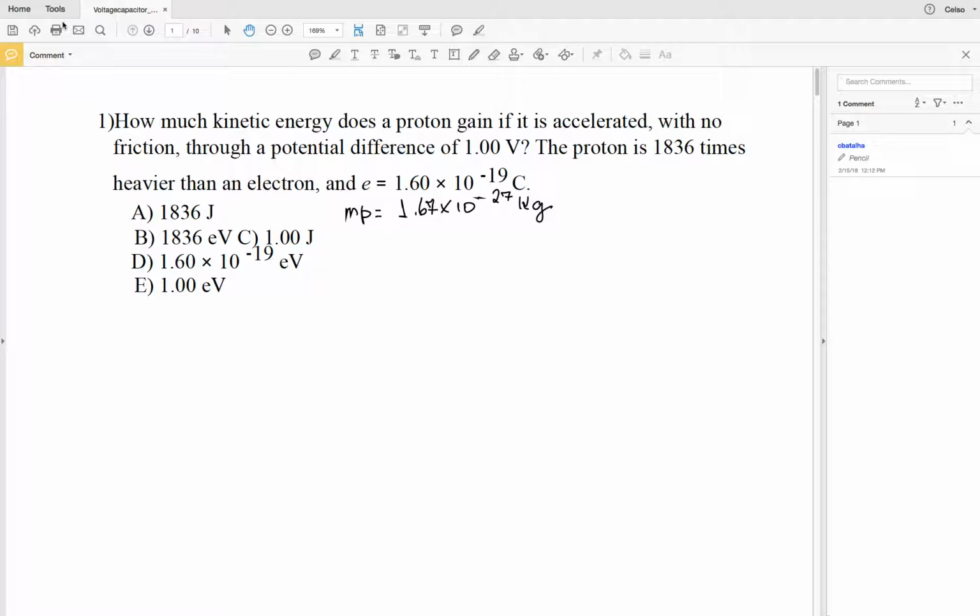So how much kinetic energy does a proton gain if it is accelerated with no friction through a potential difference of 1 volt? So there is a potential difference. Let's write the given information. 1 volt. And the proton is this much times heavier than an electron. I just wrote down the mass of a proton. We need a mass because of kinetic energy.